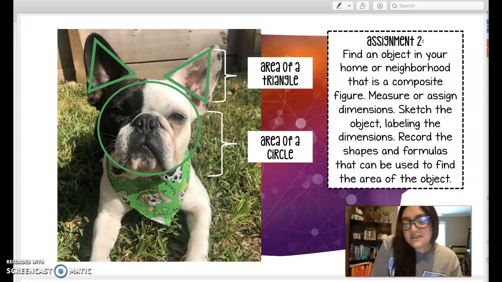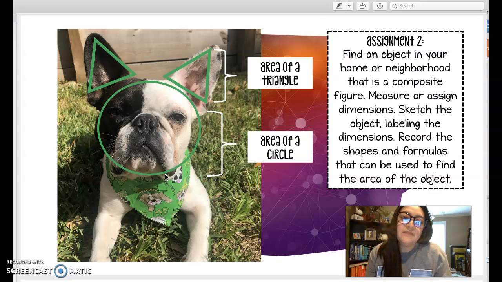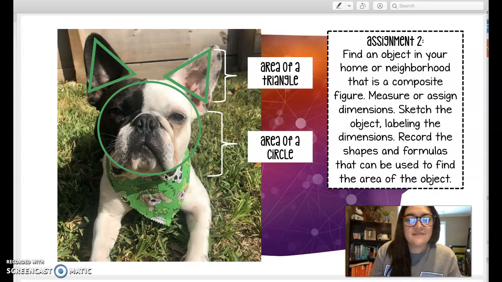So you just need to be creative, look for things, and think about what kind of shapes you would use if you were looking for the area. So I put area of a triangle, there's 2 triangles, and area of a circle, and then from there I would give the formulas, and that's how I would find the area of this composite figure.